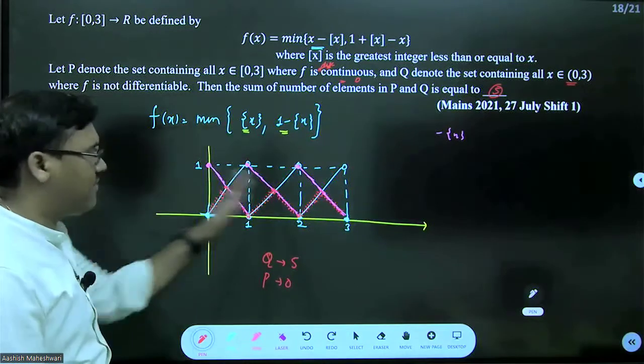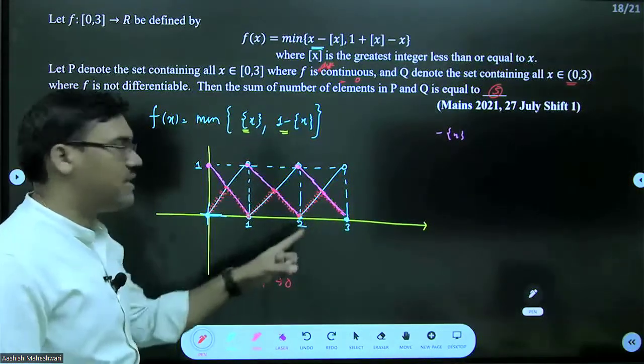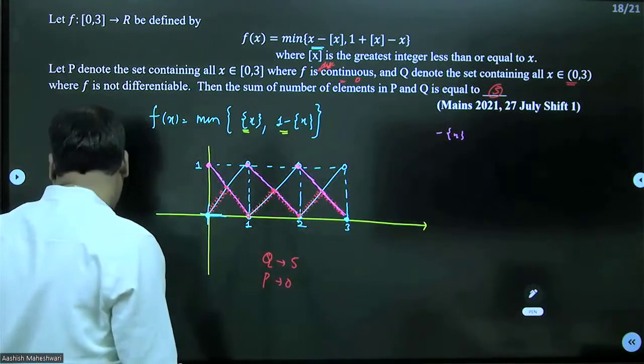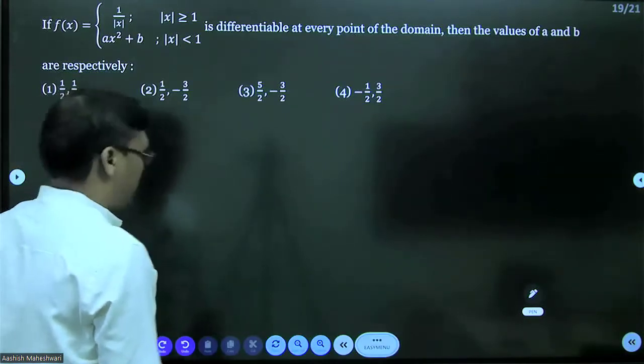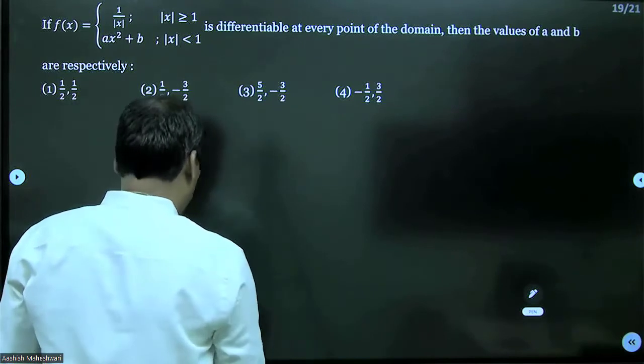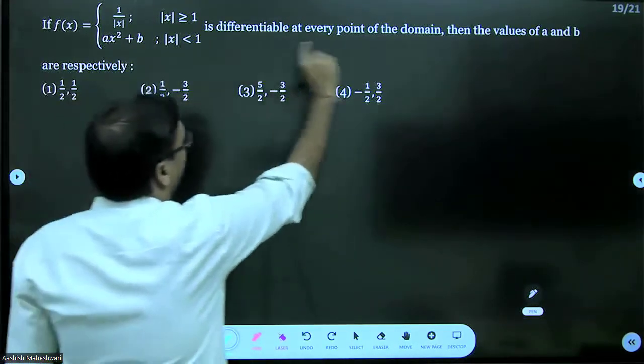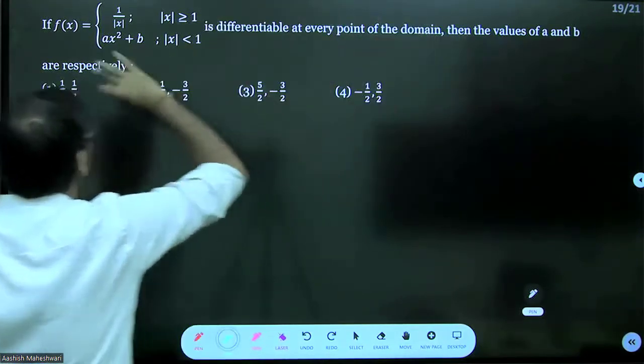So basically, ये ग्राफ का ही क्वेश्चन है, इसमें आपको बस कंटिन्यूटी चेक करनी है, डिफरेंशिएबिलिटी चेक करनी है by drawing the graph, ठीक है। So I hope this is clear. Now the last question on this, we have f(x) is equal to this. It is differentiable at every point in the domain, then what are the values of a and b?